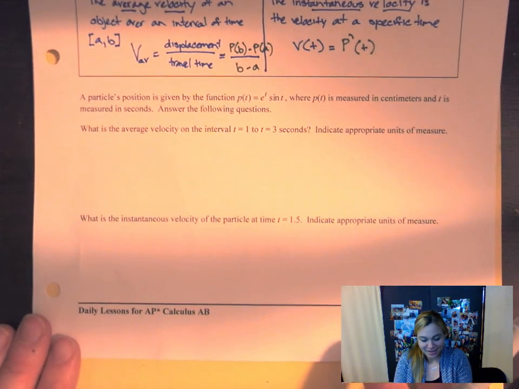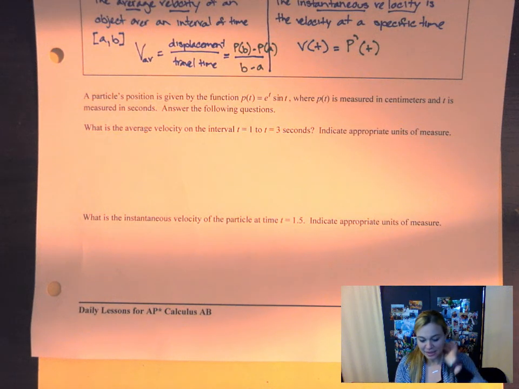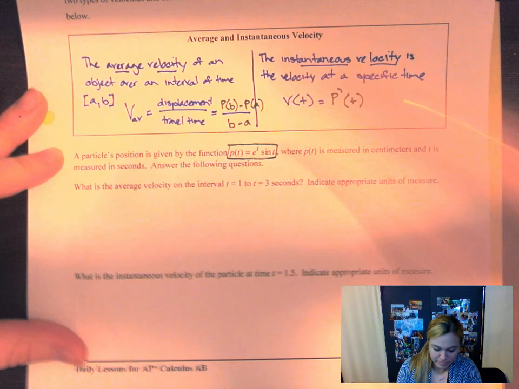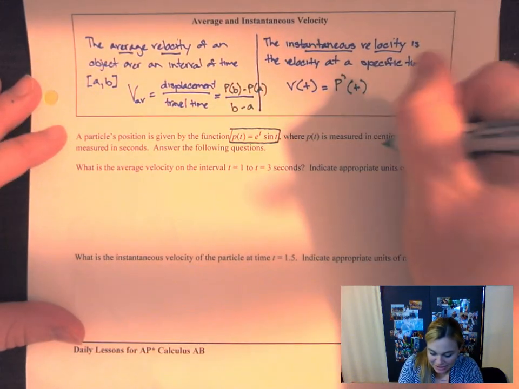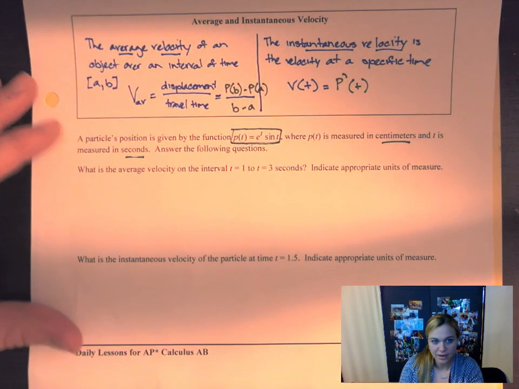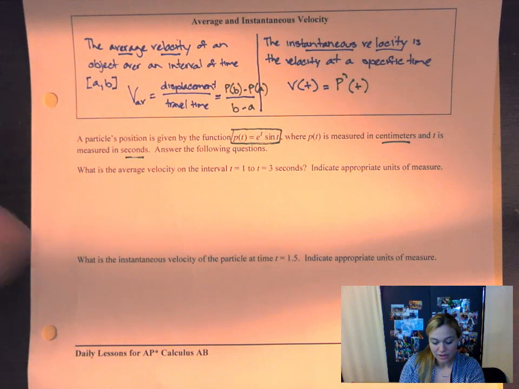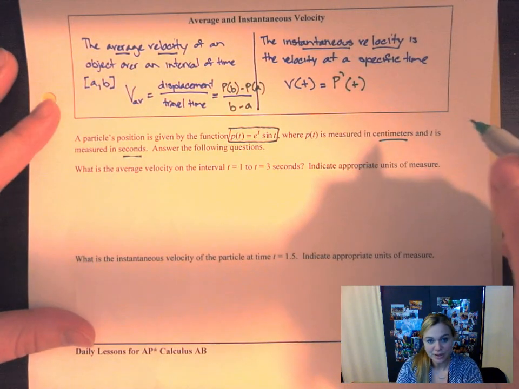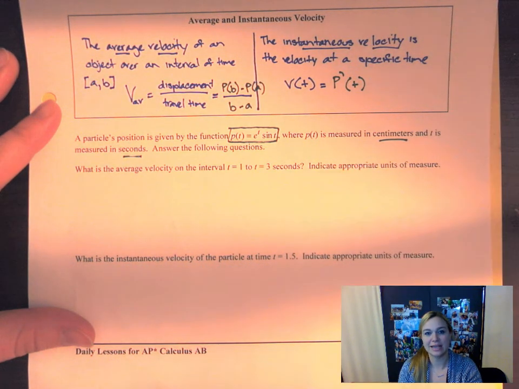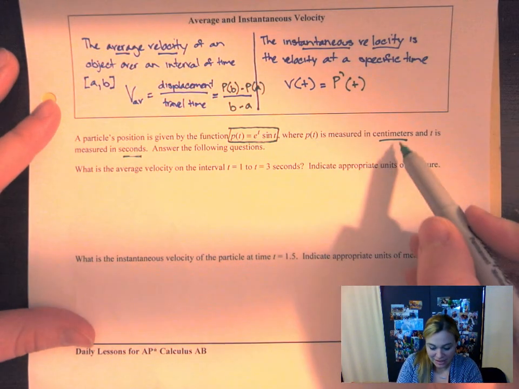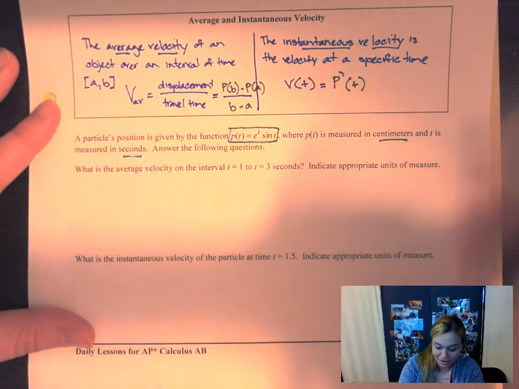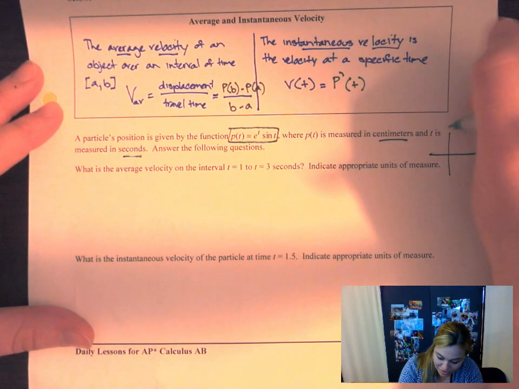Yay! Okay, so here I've got a particle's position, and it's given by this function P of t, where P of t is measured in centimeters and t is measured in seconds. Okay, what is the average velocity? So if I'm thinking velocity, a common measurement for velocity is like meters per second. It's a distance over a time. Here I've got centimeters over seconds. This would be like rise over run if I have a graph of P of t.